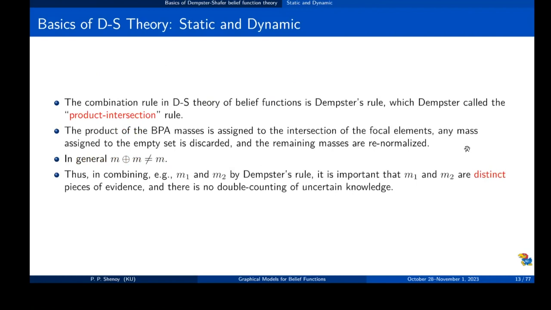Here he talked about Dempster's rule, which Dempster himself called the product intersection rule, because you assign the product of the masses to the intersection of the focal elements, followed by normalization. In general, M plus M is not M. So when you combine M1 and M2 by Dempster's rule, you want to make sure they're distinct. In a graphical model this is important because you have a lot of belief functions. You want to make sure they're distinct. So the question is, what does that mean? I'll talk about it.